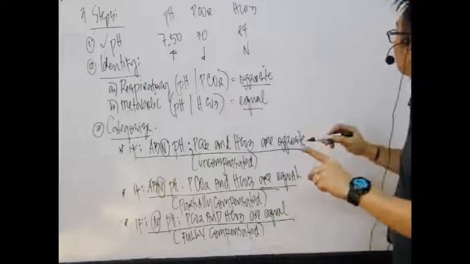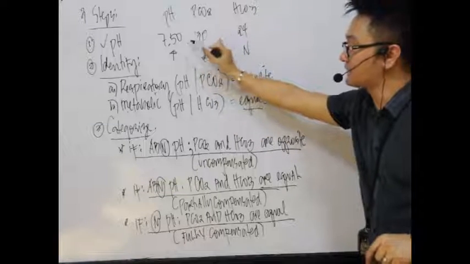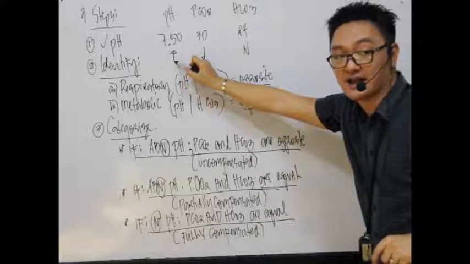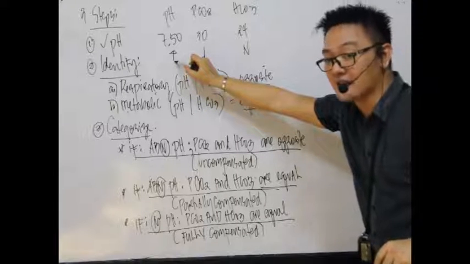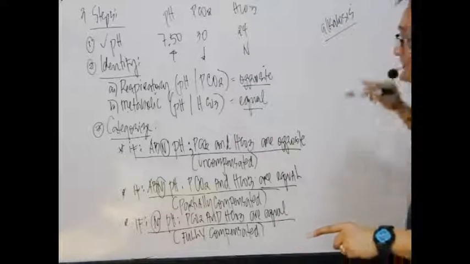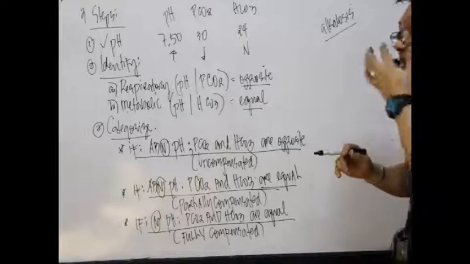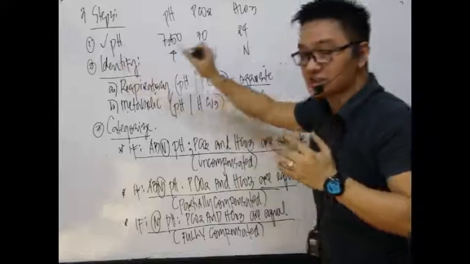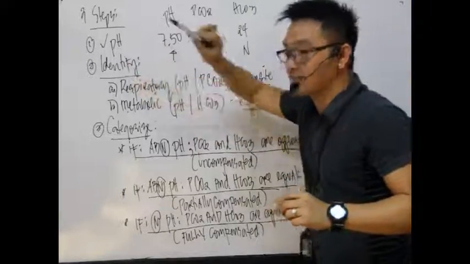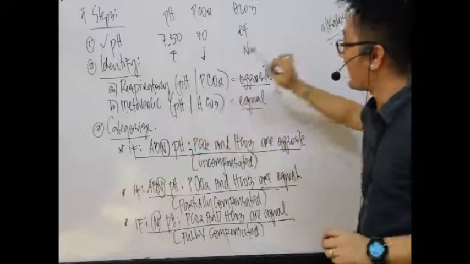Remember, the first step is to check the pH. Alright? The pH is 7.50 and you know it's increased, it's high. What did it tell you? The pH is high, acid or alka? It's alkalosis. Therefore, we know it is already alkalosis. Can you follow? So do not answer acidosis. Are you with me? Second is to identify what type of alkalosis. Is it respiratory alkalosis or metabolic alkalosis?